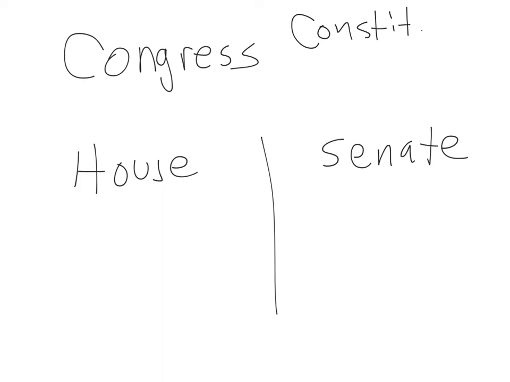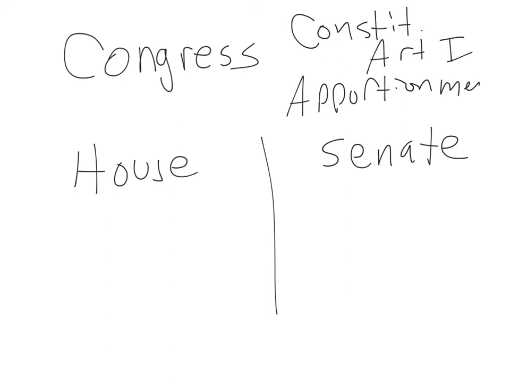I'm going to abbreviate here for space purposes. And we are looking at Article 1, which lays out all of the powers and responsibilities and everything that we need to know about Congress. There are a lot of things that were left up to the states, but the Constitution does a lot of these things. For example, it deals with the apportionment. Make sure that you understand this apportionment idea.